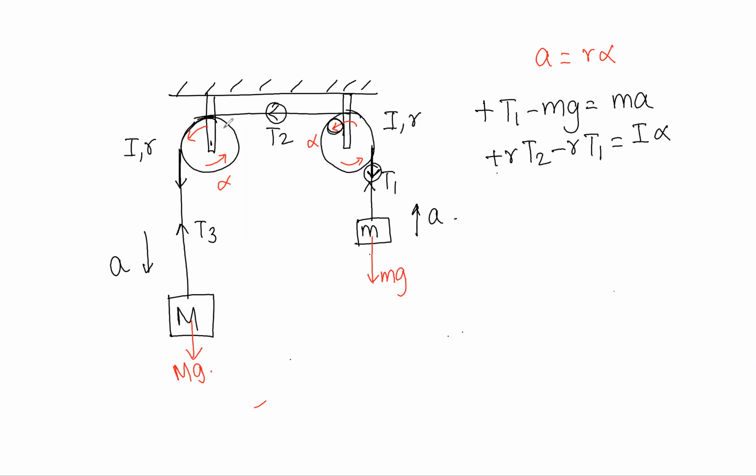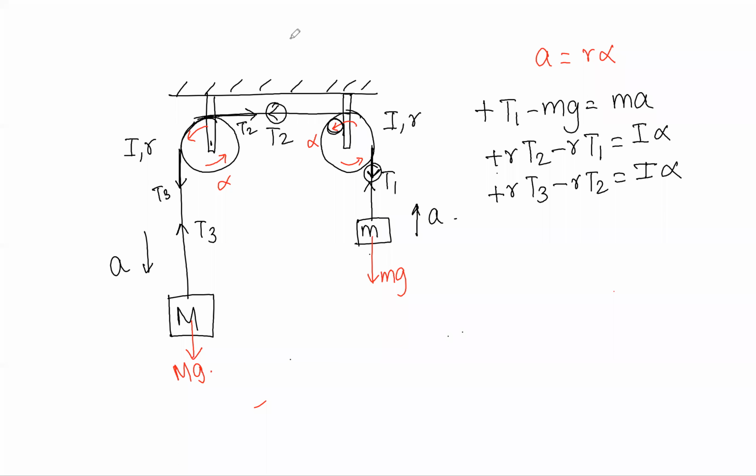T3 is supporting and T2 is opposing on this pulley. So इस पे T3 ऐसे लग रहा है and T2 ऐसे लग रहा है. तो T2 is opposing, T3 is supporting. तो plus R T3 minus R T2 is equal to again I into alpha. Again I into alpha. ठीक है? So that's the equation for that one.